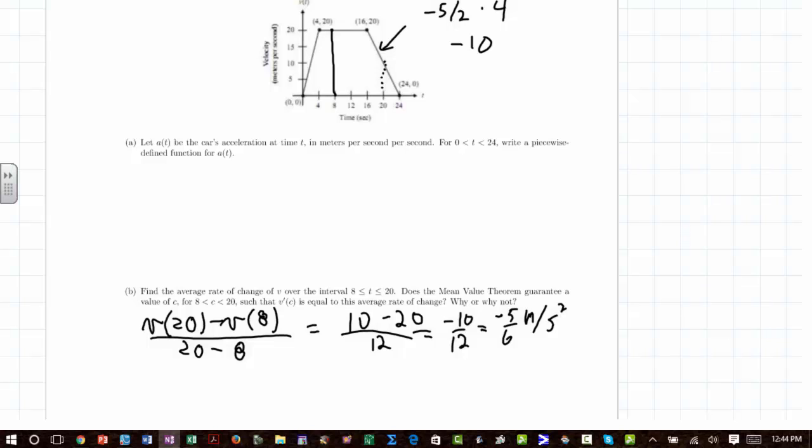The unit on the top part, the numerator of that fraction, is meters per second, and then on the bottom, those are differences of times, that's in seconds. So it's meters per second squared. Does the mean value theorem guarantee a value C between 8 and 20 such that V prime of C is equal to the average rate of change? No. MVT does not apply.